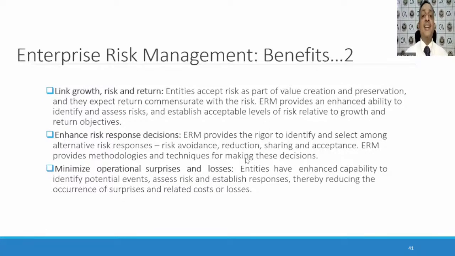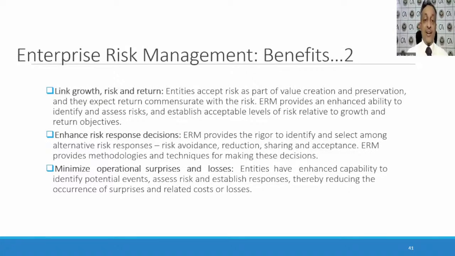Link growth, risk and return. Perfect. There's a risk. There's a control. Control has a cost. It will hit your returns. Link all those. Entities accept risk as a part of value creation and preservation and expect return commensurate with risk. You have read this. Profit is reward for risk taken. So you know it.